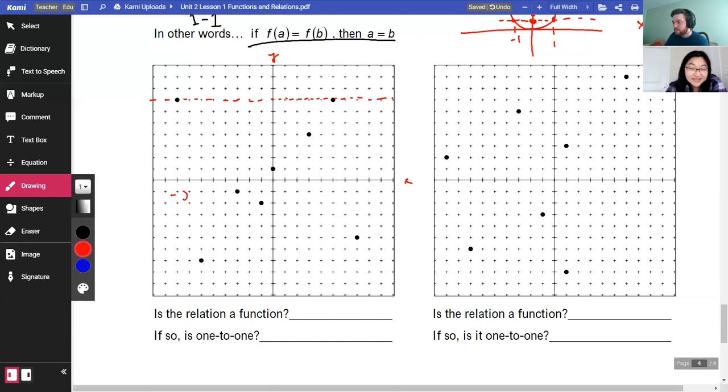-8 and, I believe it's 5. I'll give it to you there. And if it's not 5, whatever. 2 values are giving you that value of 7, which is not a function. So is the relation a function? No. If so, is it one-to-one? NA.